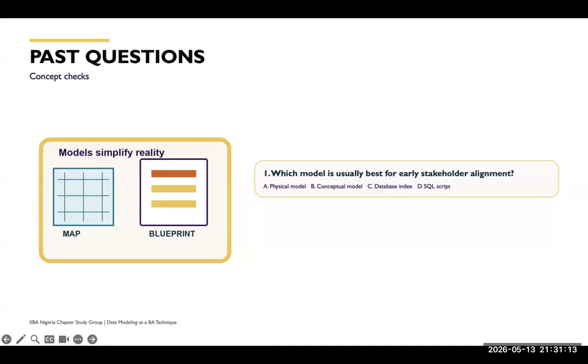Which of these models? A, we have a physical model. B, we have a conceptual model. C, we have a database index. D, we have an SQL script. Which of these do you think is best for early stakeholder alignment?